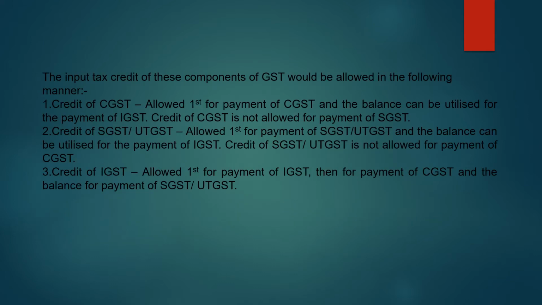The input tax credit of these components of GST would be allowed in the following manner. तो किस प्रकार से हम इनपुट टैक्स का इस्तेमाल करेंगे? सबसे पहले credit of CGST, allowed first for the payment of CGST, और जो भी बैलेंस बचेगा will be utilized for the payment of IGST. Next is credit of SGST or UTGST, allowed first for the payment of SGST or UTGST and the balance can be utilized for the payment of IGST. Then the third one is credit of IGST, allowed first for the payment of IGST, then payment of CGST, and balance for the payment of SGST.